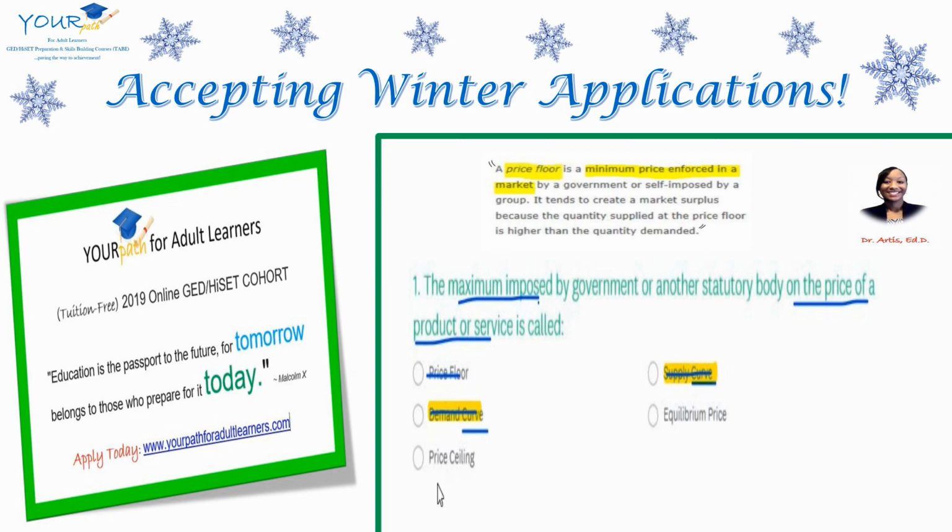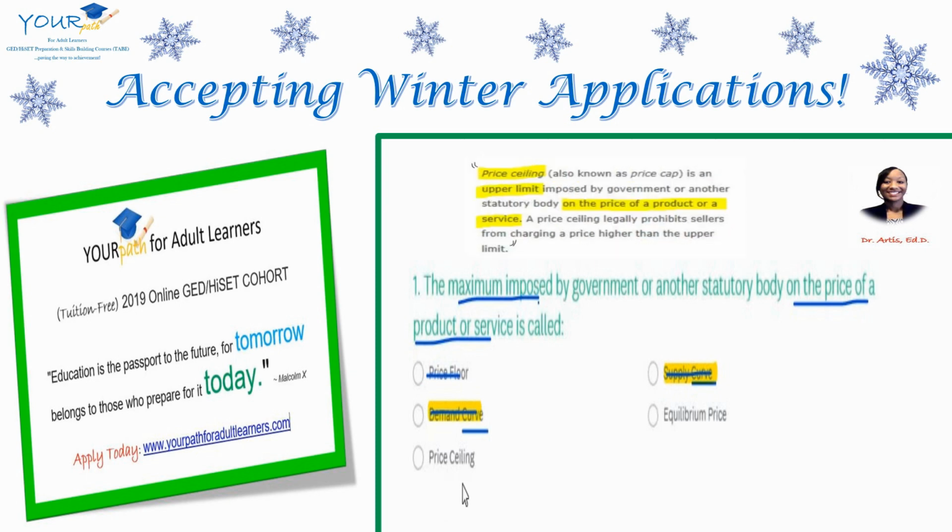Now let's look at the term price ceiling. Likewise, when we think of ceiling, we think of a building structure, and we know that the ceiling is the top of the structure. It is the maximum point, and therefore price ceiling represents the maximum imposed on the price of a product or service at which the seller can sell to the consumer. In this case, price ceiling is the correct choice in terms of answering our test item.